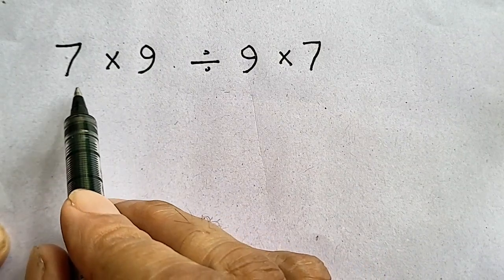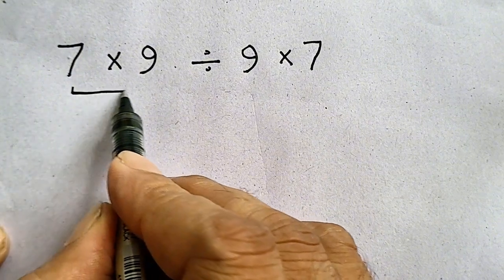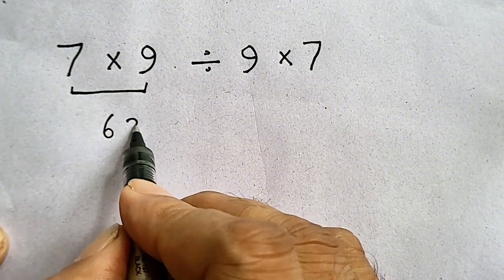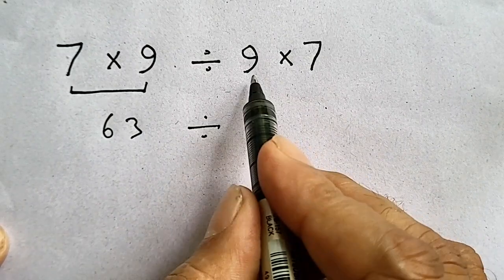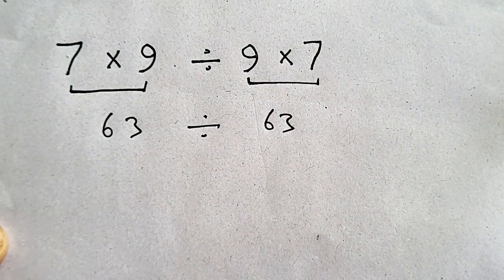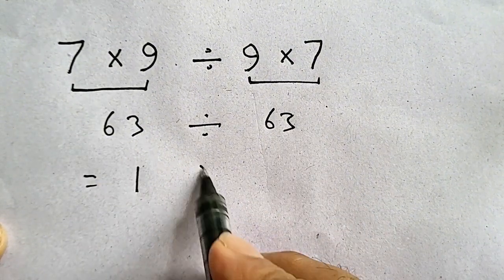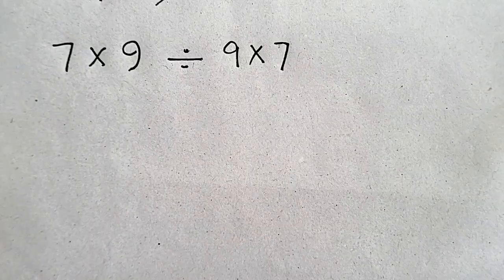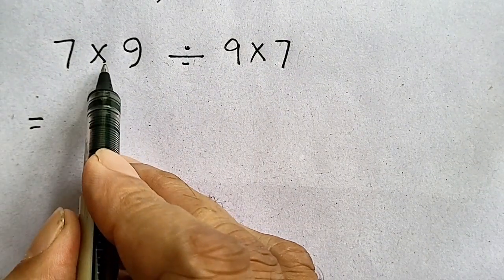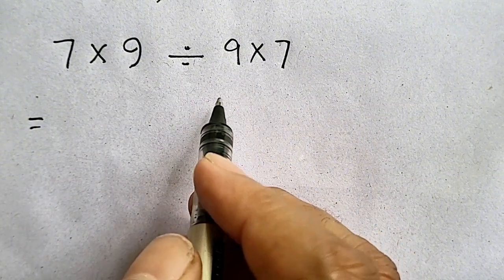Mostly it is thought that its answer is 1. How? Because mostly the students do that 7 times 9 is 63, divided by 9 times 7 is 63, which is equal to 1. But it is wrong. The right way to solve it is 7 times 9 divided by 9 times 7.